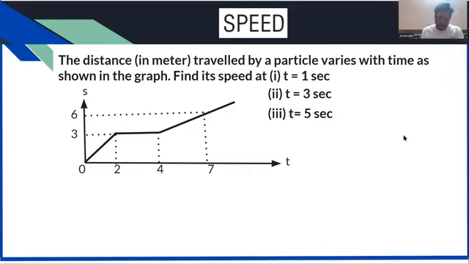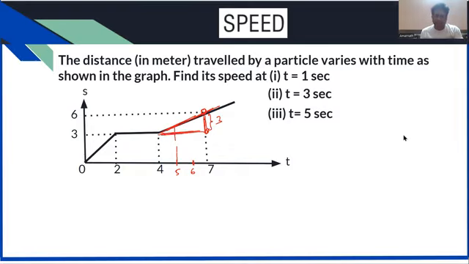Say this is 5, this is 6. So it is somewhere here. So I need to calculate the slope at this point. But as it is a straight line, everywhere the slope will be the same. So I extend this and I extend this. So this part's length will be 3 only, because this point is 6, this point is 3. So 6 minus 3 is 3 only.